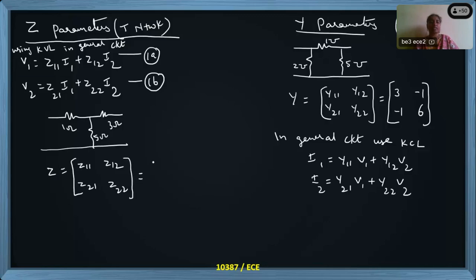First you add the initial 2. 1 plus 5 is 6. And then 5, 5. 3 plus 5 is 8. This is the Z matrix. Okay. In T network, if this is T network, Y network, it is direct. And then KVL, KCL is very important.